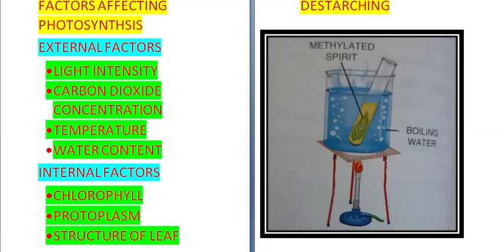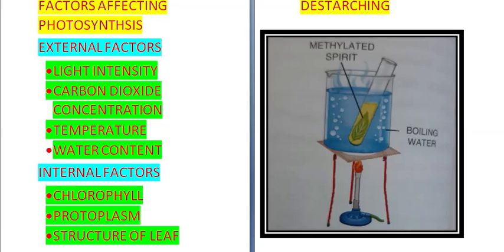Now next is the internal factors. The most important factor is chlorophyll. Without chlorophyll, photosynthesis cannot take place, and nutritional deficiencies of minerals cause loss of chlorophyll, and if there is no chlorophyll then the sunlight will not be able to be trapped and photosynthesis will not take place.